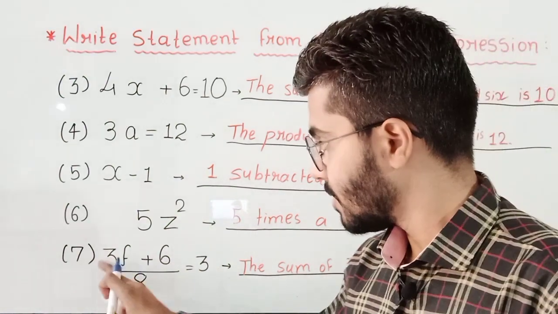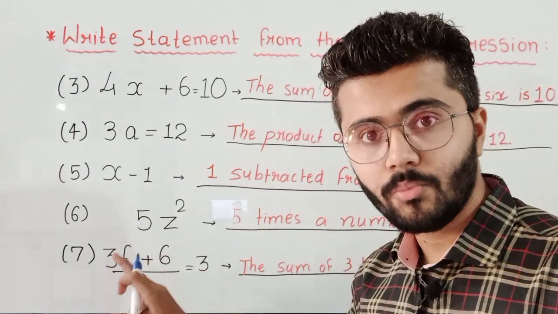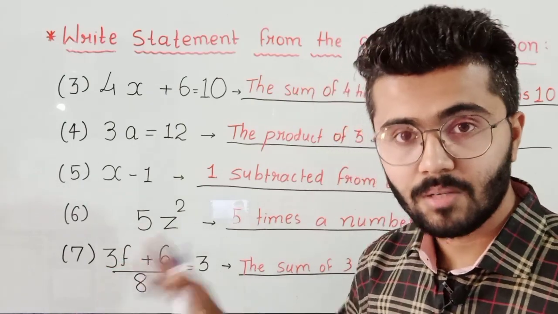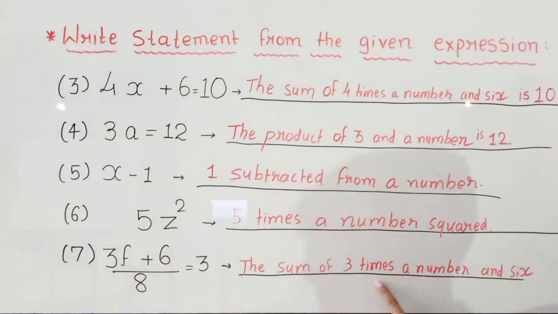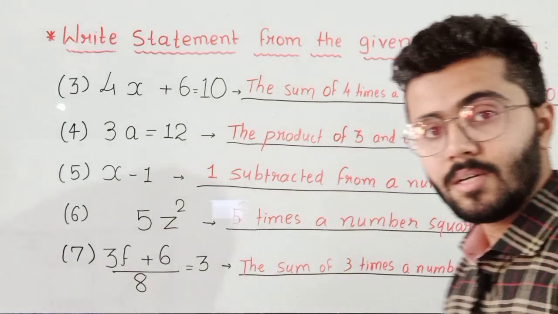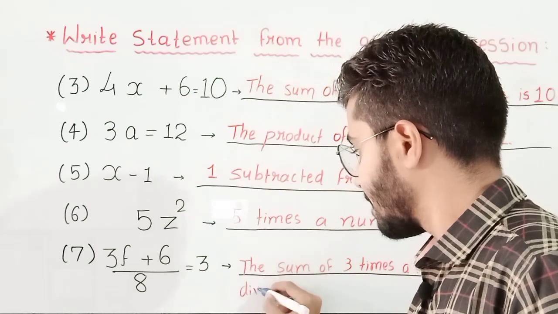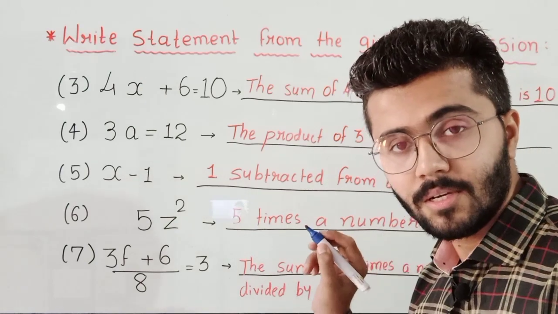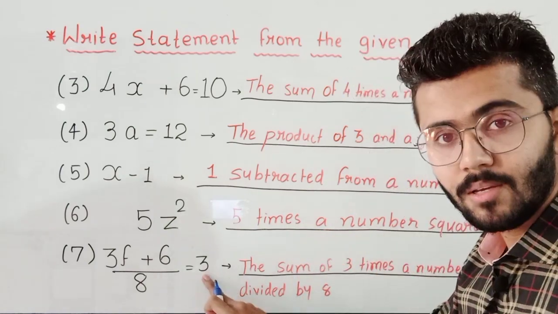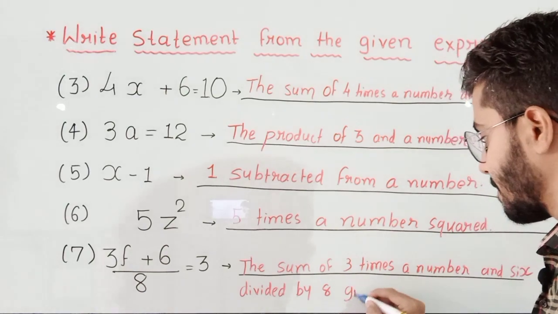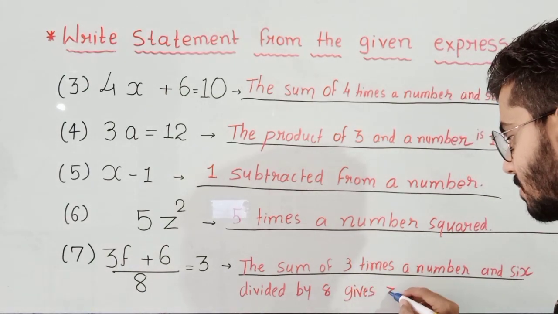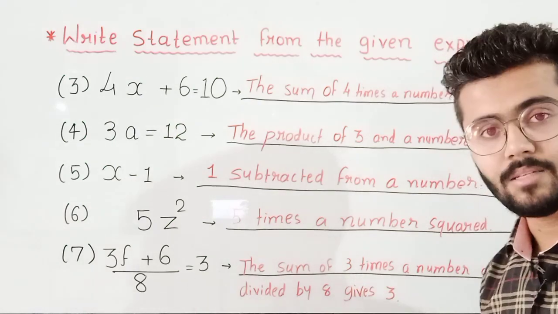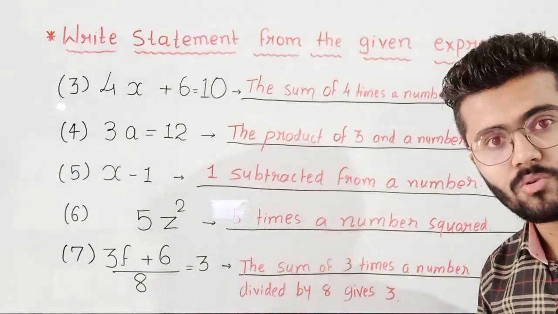So upper side, the statement for the numerator means the number which is given upside, that we have written. Now the sum is divided by 8. So the sum of 3 times a number and 6 divided by 8 gives 3. Yes, gives. So this is the correct statement for this algebraic expression. You can pause the video and write it.